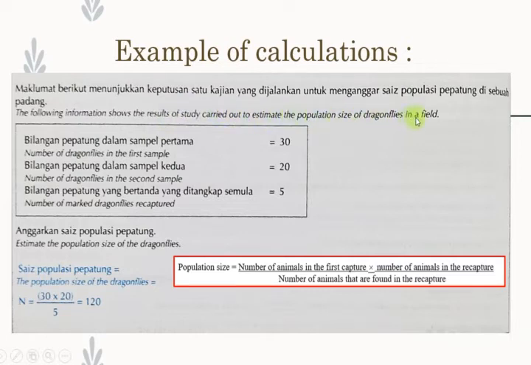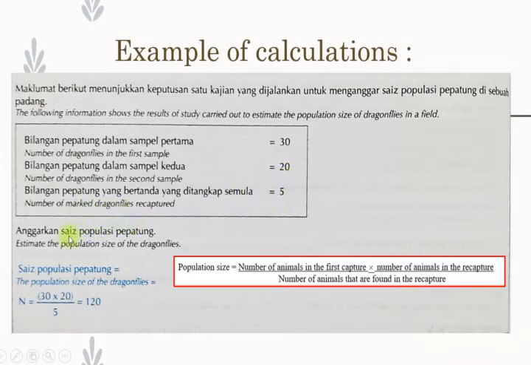Of dragonflies in a field. This is the data about the number of dragonflies: in the first sample, 30; in the second sample, 20; and the number of marked dragonflies in the second capture, 5.